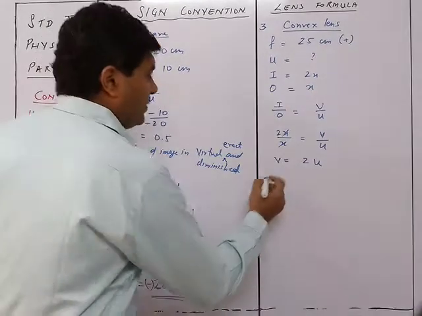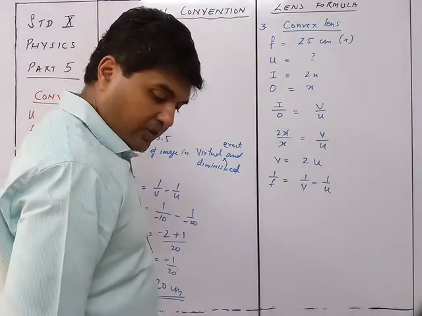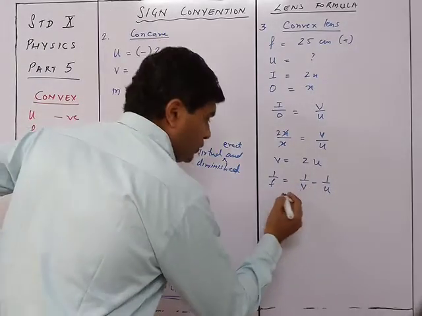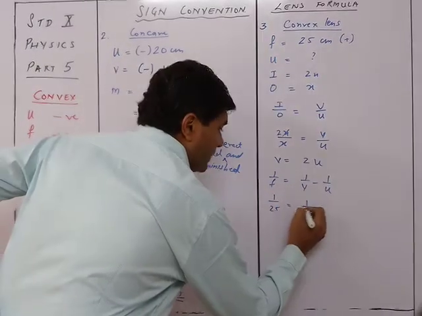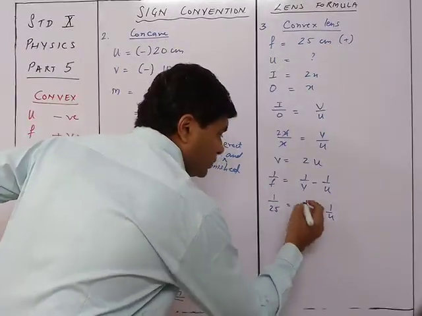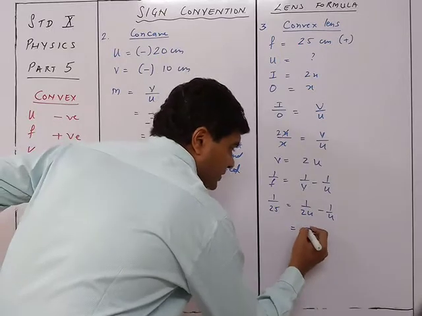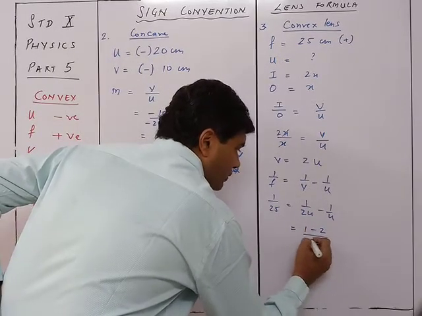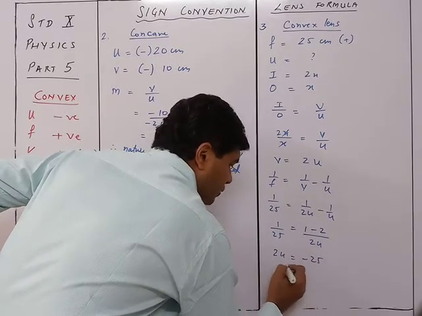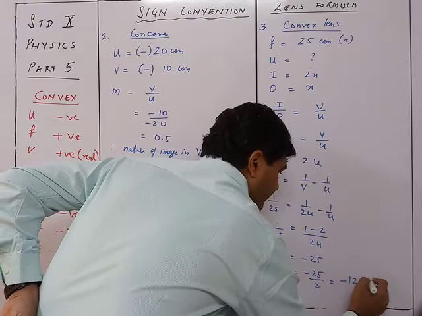Right? Now we have 1 upon f is equal to 1 upon v minus 1 upon u. We need to find out where the object should be placed, that means u is what we need to find out. So we convert this into u. So 1 upon 25 is equal to 1 upon 2u minus 1 upon u. The LCM is 2u, so you multiply this by 2. So it is 1 minus 2 upon 2u, equal to 1 upon 25. So 2u is equal to minus 25. So u is equal to minus 25 upon 2, which is minus 12.5 centimeter.